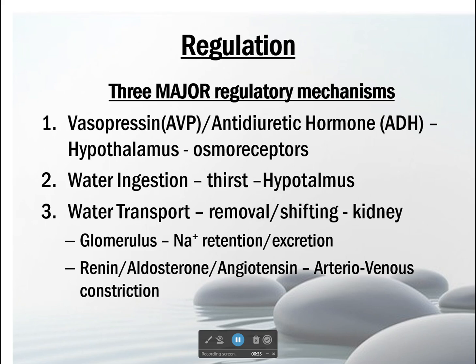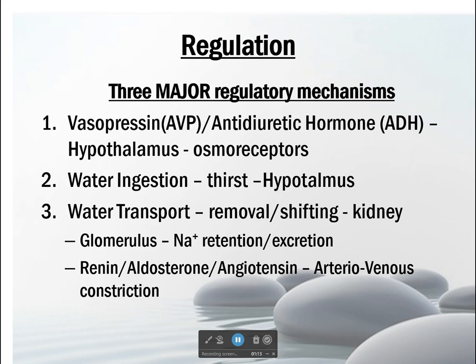There are three major regulatory mechanisms for handling water management in the body. The first is vasopressin. You will hear this referred to as AVP. You will hear it also referred to as DDAVP in the hospital. You'll also hear it referred to as antidiuretic hormone, or ADH. For this lecture, I need you to be familiar with the terms vasopressin, AVP, antidiuretic hormone, and ADH. I will use those interchangeably.